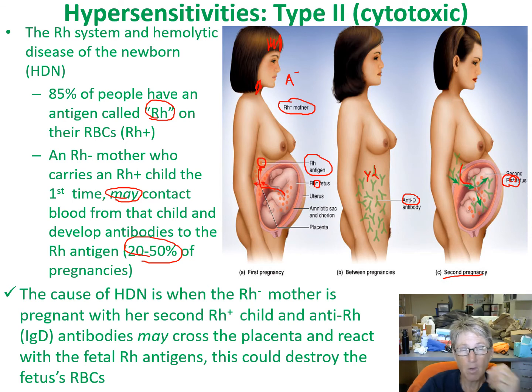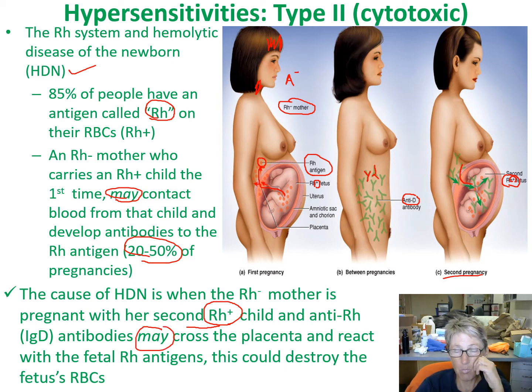So if you ask what's the cause of hemolytic disease of the newborn, you would say it's when an RH negative mother is pregnant with her second child who is RH positive. If her second child is RH negative, that child will not get hemolytic disease of the newborn. But if her second child is RH positive, the anti-RH or anti-D antibodies may cross the placenta, they may not cross the placenta.